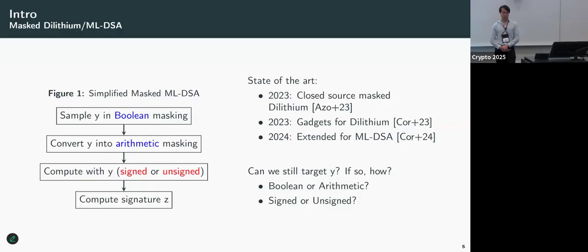And with this flow, it naturally comes to our mind: can we still target this random sample y as in the unprotected implementation before? And if we can still target it, how can we do this? I mean, now they are protected by various masking types. Sometimes it's stored in signed or unsigned representation. What would be the best choice for an attacker? And this is the main question that we would like to answer with our work.